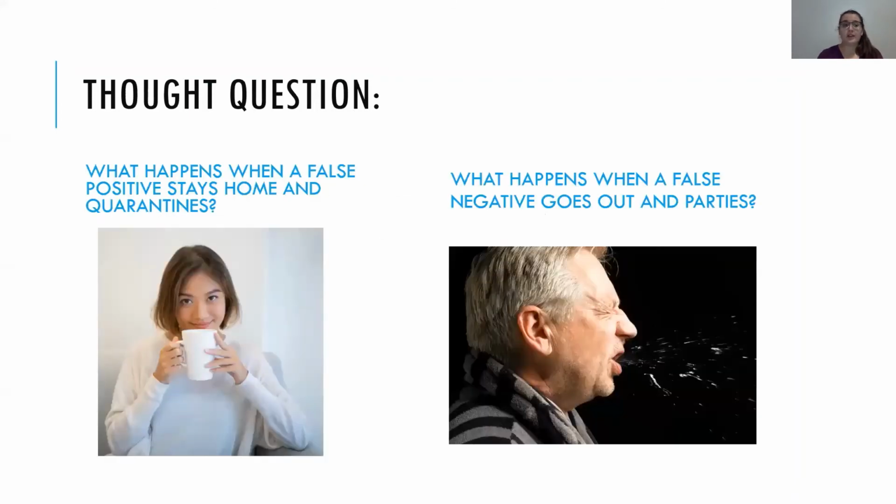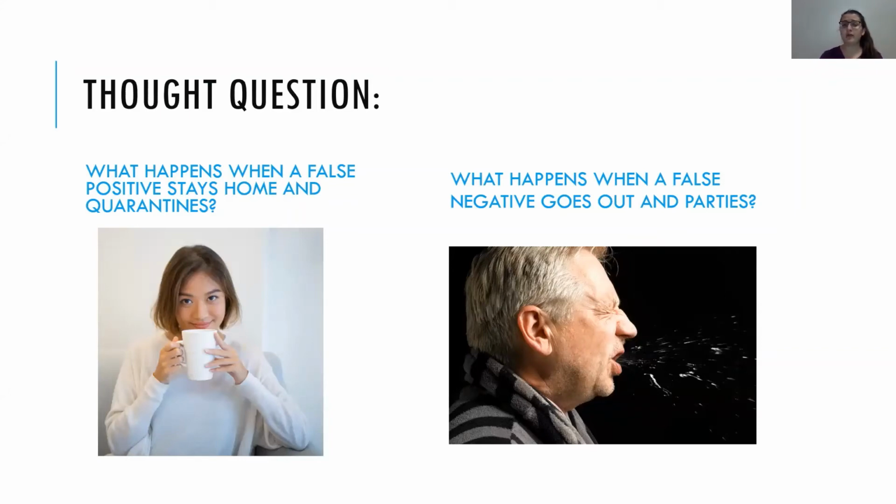So what happens when a false positive stays home and quarantines? If you get a false positive, you have that positive test even though you're not sick, the worst thing that's going to happen is that you're going to have to stay in your dorm, stay in your house for those 2 weeks and hopefully not come into contact with anyone else. Although you might be bored, it's not always fun to sit at home, the worst thing that's going to happen is that you have to quarantine for a little bit.